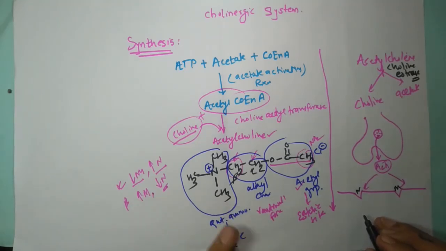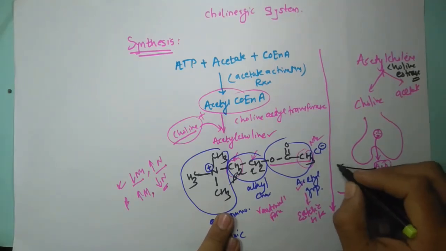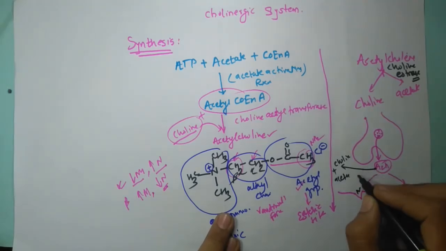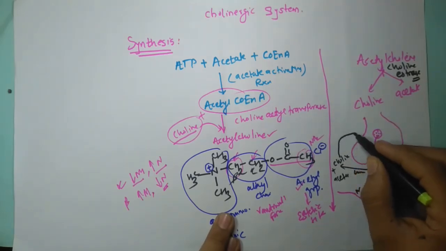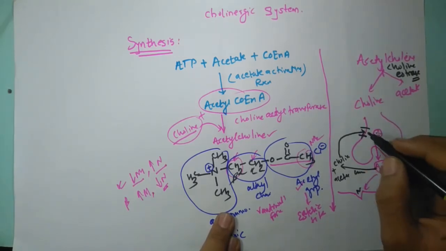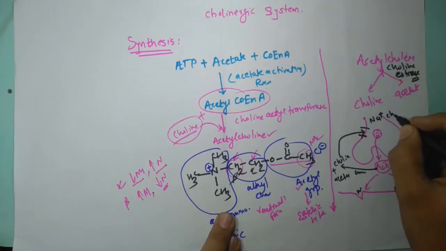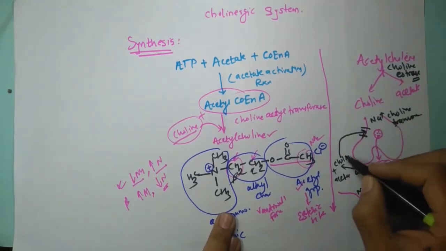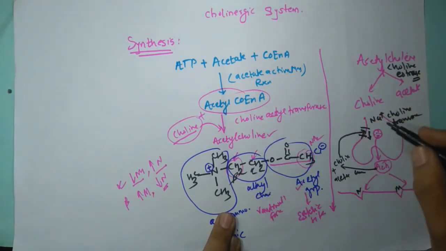This acetylcholine is then converted into choline and acetate by destruction, using an enzyme. The choline is reuptaken through a channel we call the sodium choline transporter, and then acetylcholine synthesis happens again in the nerve end.